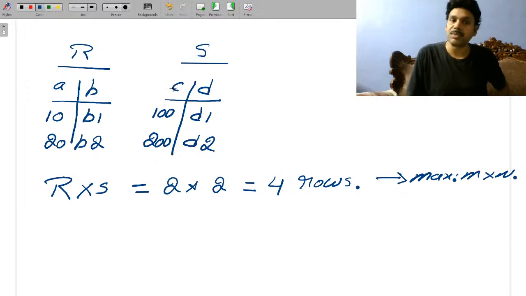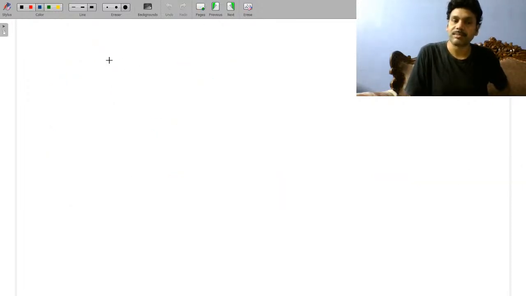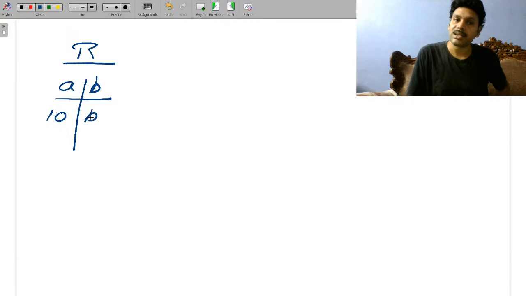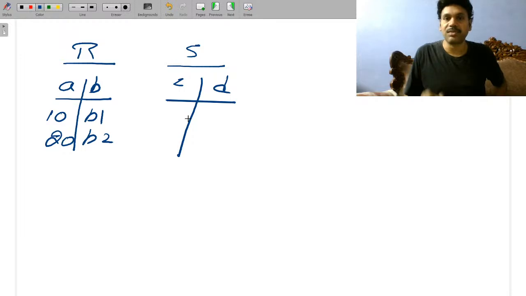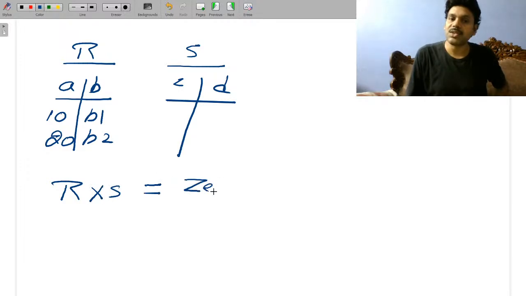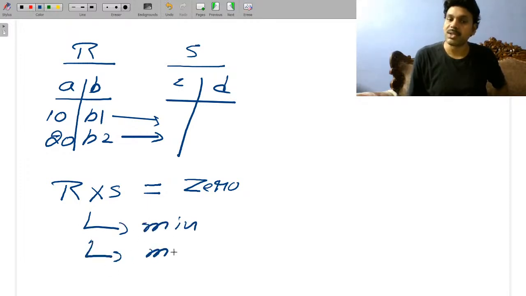If I am asking what is the minimum, look at the minimum example carefully. I am saying there is an R which consists of A and B. The data is 10 B1 and 20 B2. I say there is an S which consists of C and D and no tuples are there in that. Please observe carefully, no tuples are there in S. Now if I am asking what is R cross S, your answer is 0 because I cannot map any of the tuples of your relation instance S. That's why R cross S always has a minimum as well as a maximum size for the join result. So the minimum is 0 and the maximum is represented in the form of M into N.